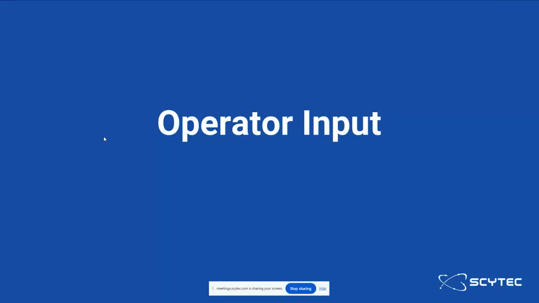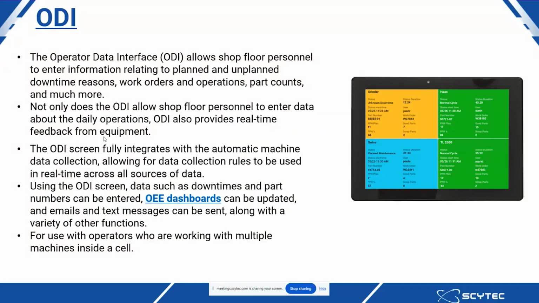Finally, we have operator input as the ability to collect information off of your machines, and we do that with our ODI tablet. The ODI stands for the Operator Data Interface, which allows shop floor personnel to enter information relating to planned and unplanned downtime reasons, work orders, and operations, part counts, and much more. Not only does the ODI allow shop floor personnel to enter data about daily operations, the ODI also provides real-time feedback from equipment. And the ODI is only offered on the Data Exchange license levels, including Silver, Gold, and Platinum.